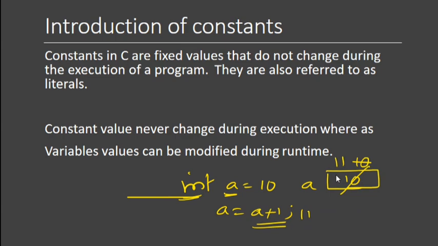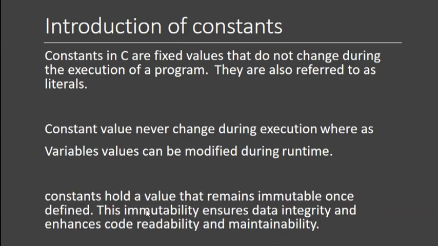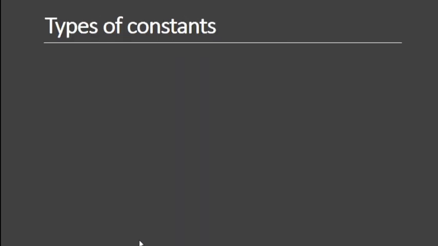So a variable is not constant; its value may be modified during the execution of a program. Constants hold a value that remains immutable once defined, so they do not change throughout the program. This immutability ensures data integrity and enhances code readability and maintainability. Integrity means no change, so where no modification is required, we use constant values.